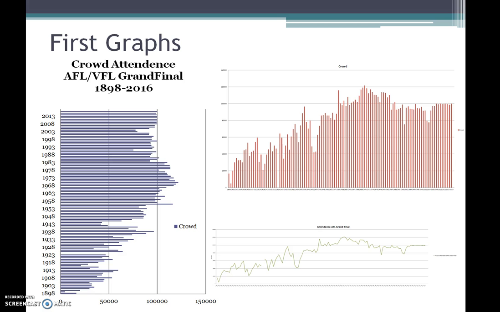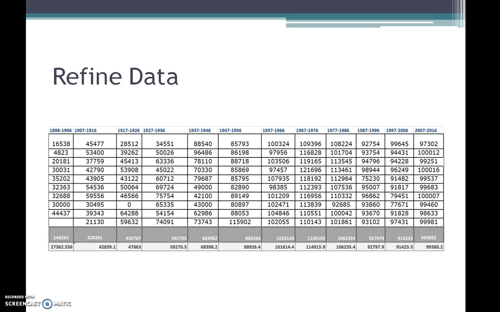So my first graphs for crowd attendances for AFL VFL Grand Finals. Now, as you can see here, quite large graphs with some information, but a bit difficult to read. I found that having such a large sample size of over 100 years created some difficulty when looking at specific years. So what I decided to do first was to refine my data.